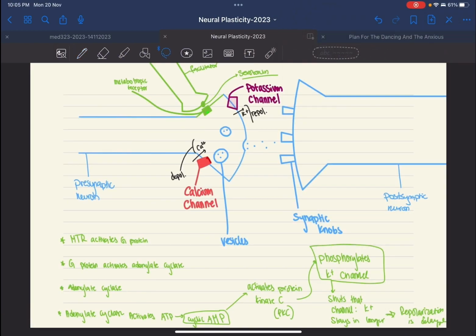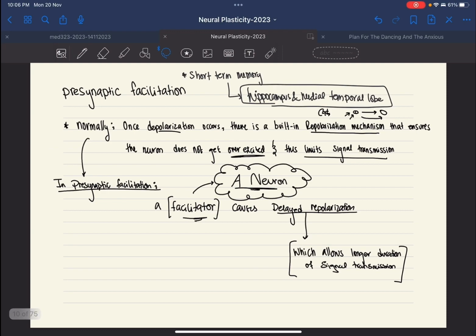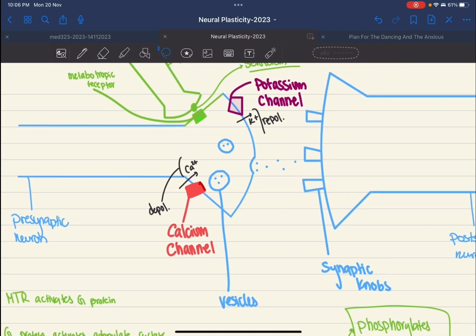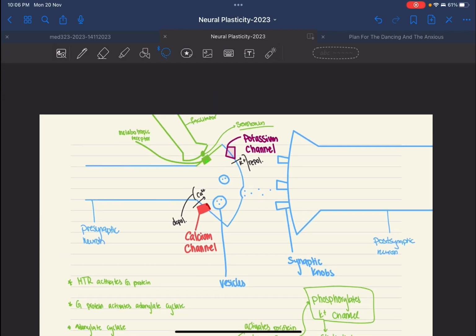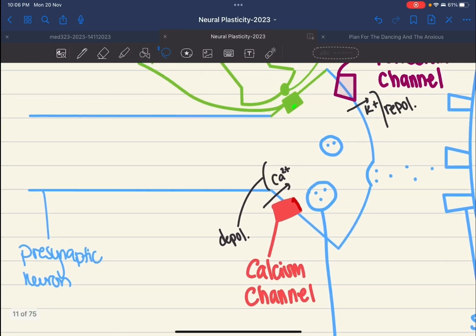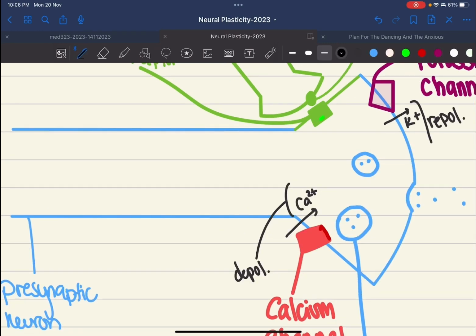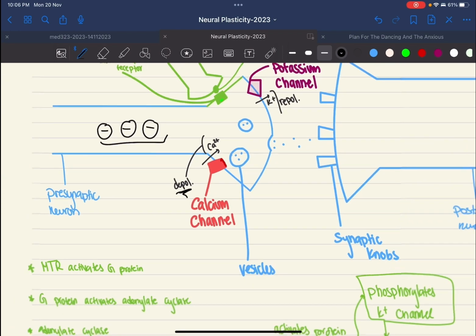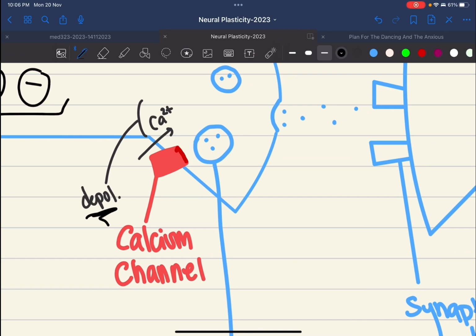Okay, so I explained a little bit about how action potential normally carries out. I'm going to re-explain it really quickly on a molecular level, just so we're on the same page when I start explaining presynaptic facilitation. So normally, when a neuron is in a resting state, it likes to stay at a negative charge. And when an action potential happens, it needs to disrupt this resting state by depolarization. How does depolarization occur? By the calcium channels letting in calcium ions.